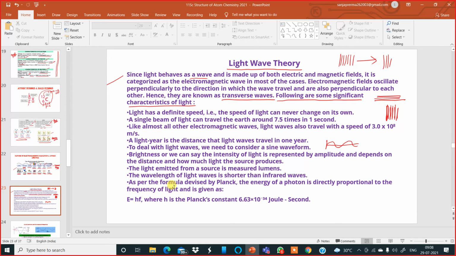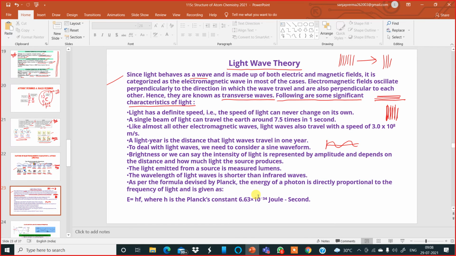After that, as per the formula devised by Planck, the energy of a photon is directly proportional to the frequency of light, and it is given by this formula: E is equal to hf, where h is Planck's constant, 6.63 times 10 power minus 34 joule seconds. So this was a brief idea about the light wave theory.